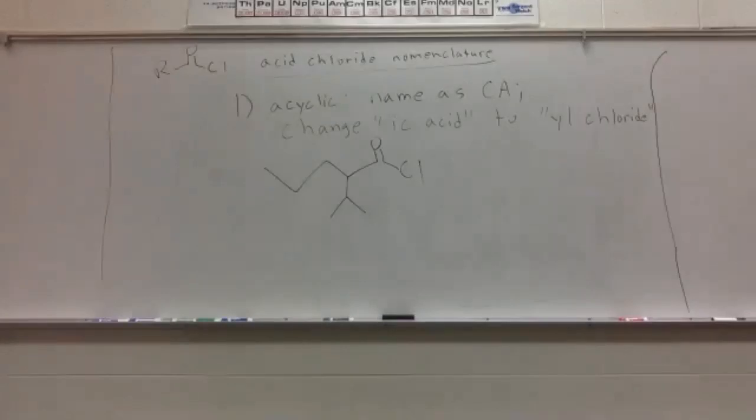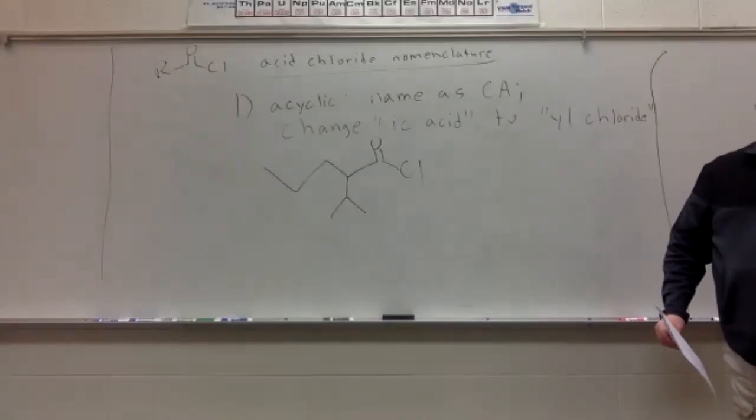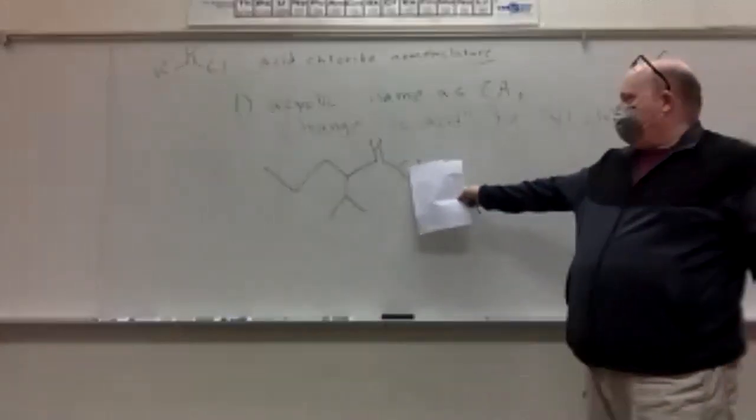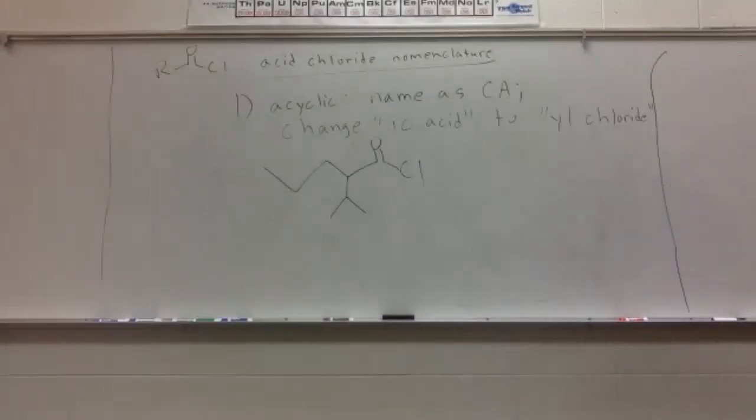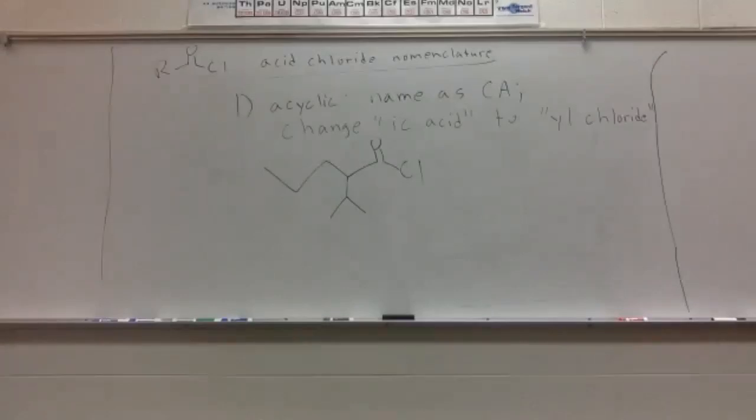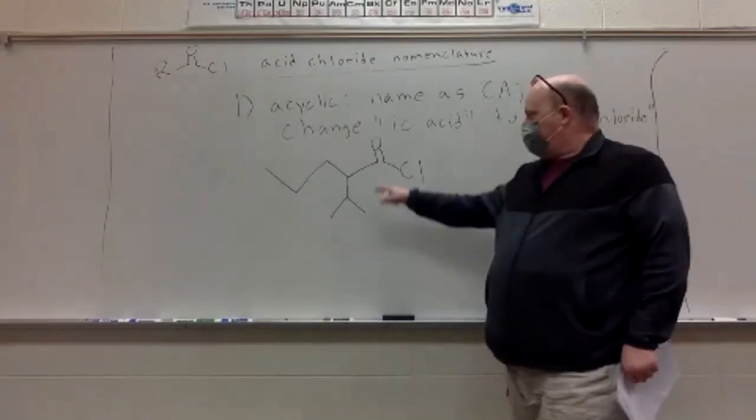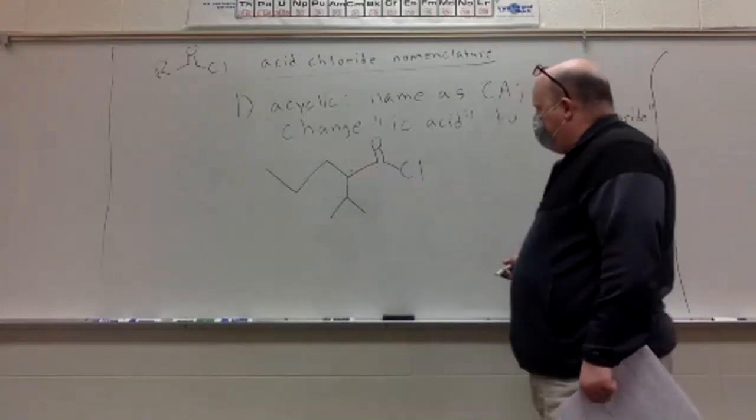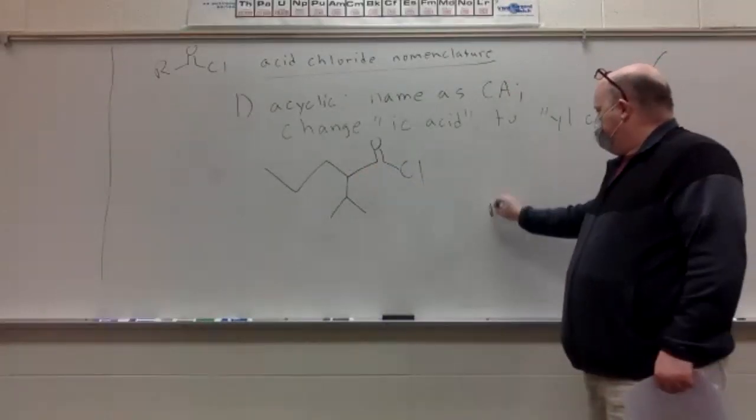All right, let's take a look at this example. So yeah, like I said, the first thing you do is basically name it as an acid. So you can kind of pretend for the moment that this Cl is an OH group, right? If this was a carboxylic acid, what would the parent name be? You need to refresh yourself. Look back at the notes we just did for acid nomenclature. Yeah, longest carbon chain with the carboxyl group. Here is 5. That would correspond to pentanoic acid.